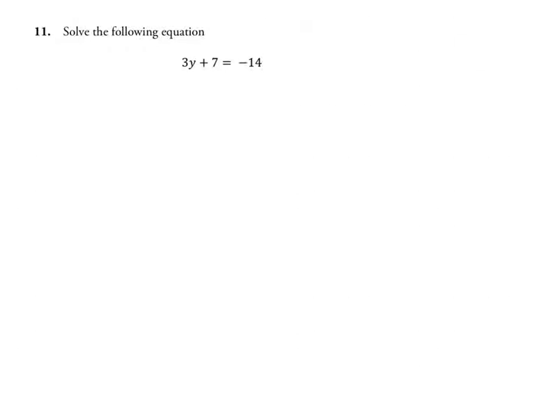Solve the following equation. So remember, I want to get all of my numbers onto the right-hand side and all my letters on my left-hand side. So the plus 7 I need to move. So remember to move, you do the opposite. So I'm going to take away 7 from both sides.